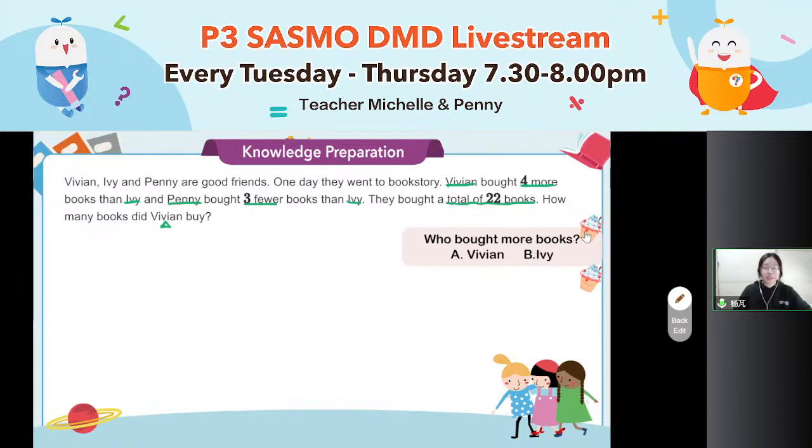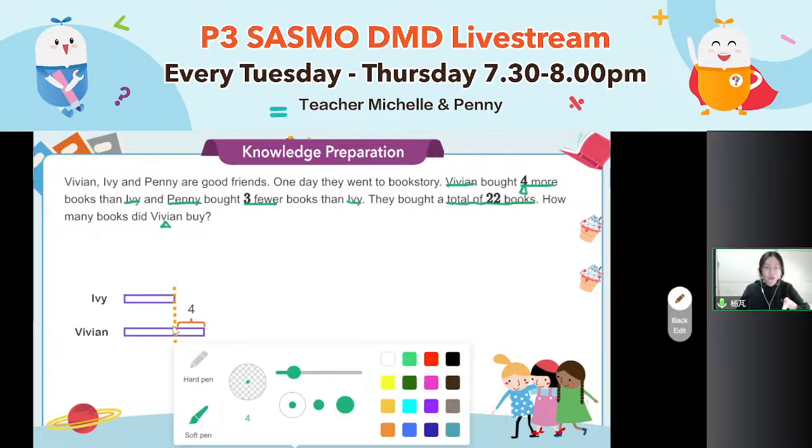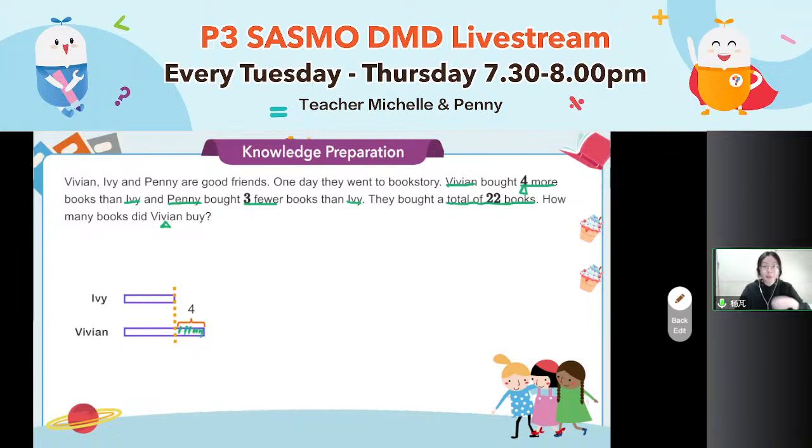Now everyone, how can we show more with a model? Here we go. Because Vivian bought more, that means Abby bought less. We draw a little bar to represent Abby. Vivian bought more, that means Vivian's bar should be longer than Abby's. So we need to label this number 4 on our model. It says 4 more, then we draw a little dashed line to show the extra part. This part is 4. I'm trying to tell you how to draw the model.